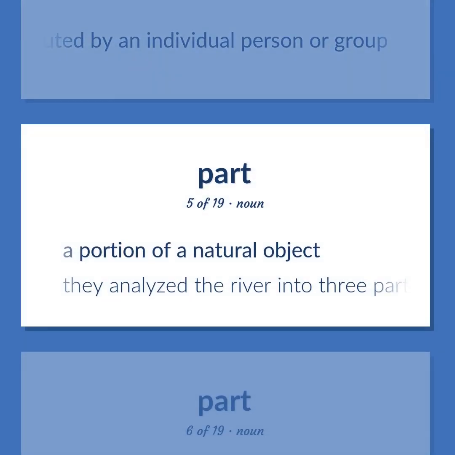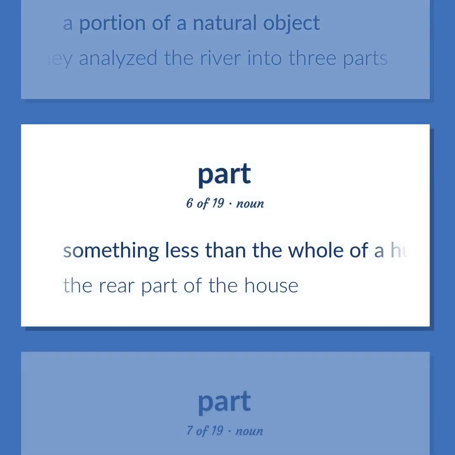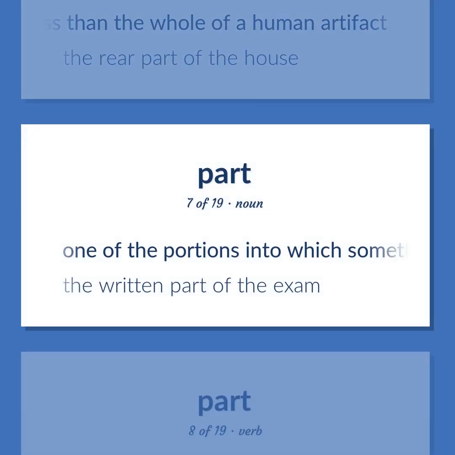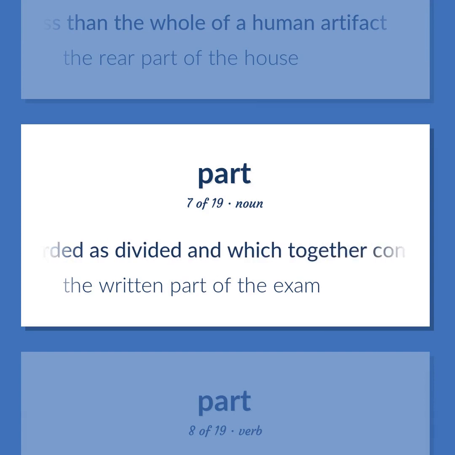A portion of a natural object. They analyzed the river into 3 parts. Something less than the whole of a human artifact. The rear part of the house. One of the portions into which something is regarded as divided and which together constitute a whole. The written part of the exam.